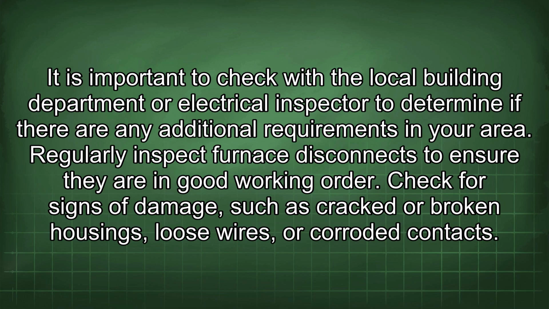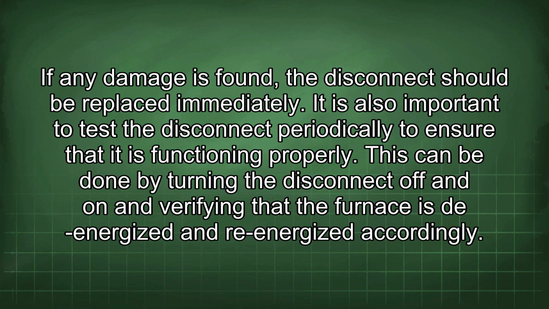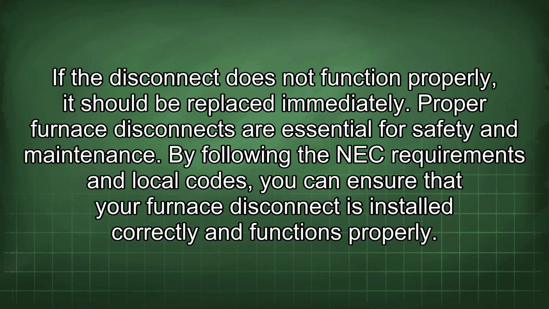Check for signs of damage, such as cracked or broken housings, loose wires, or corroded contacts. If any damage is found, the disconnect should be replaced immediately. It is also important to test the disconnect periodically to ensure that it is functioning properly. This can be done by turning the disconnect off and on and verifying that the furnace is de-energized and re-energized accordingly. If the disconnect does not function properly, it should be replaced immediately.